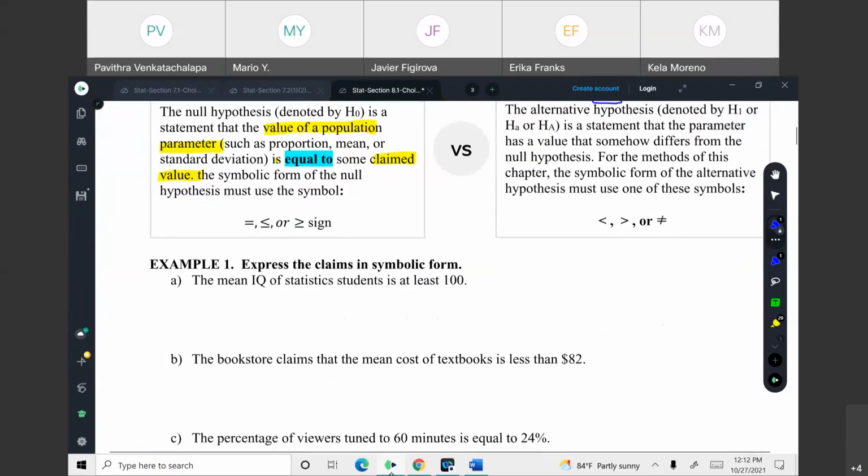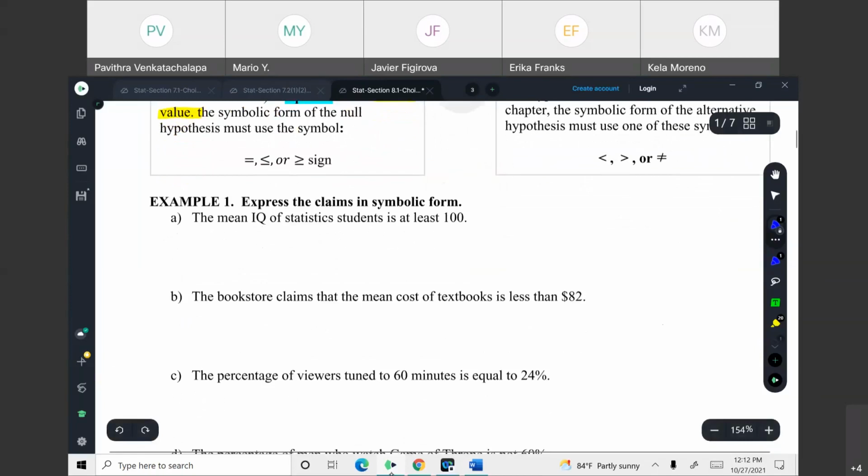They say that this is the claim they are making. Now they are saying that the mean value is at least 100. That means it should be greater than or equal to 100. That is the claim given in the question. Now you have to write the null hypothesis and the alternative hypothesis for this. Now I told you that null hypothesis is represented by H naught. This is null hypothesis. Now how do you write null hypothesis? With equal sign, equal to 100.